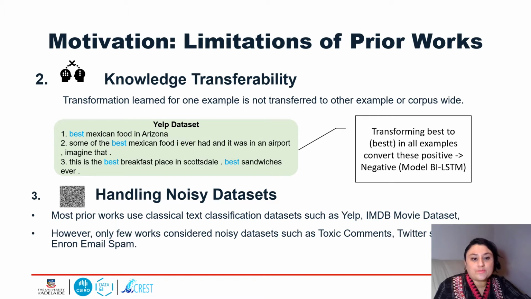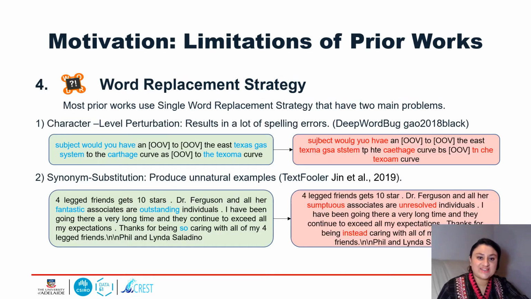Similarly, another problem with the state-of-the-art work is that they are more focused on classical text classification datasets. However, noisy dataset transformation is not considered by most of the work. Another problem with the state-of-the-art work is the word replacement strategy. Most of the works are focused on a single word replacement strategy that has two problems.